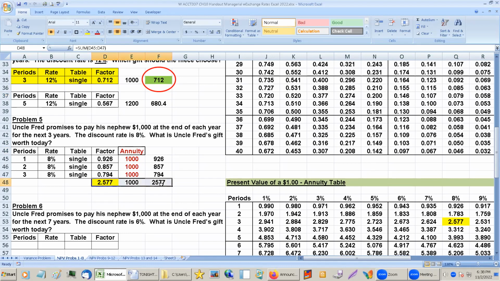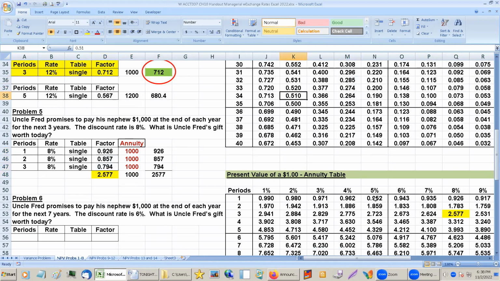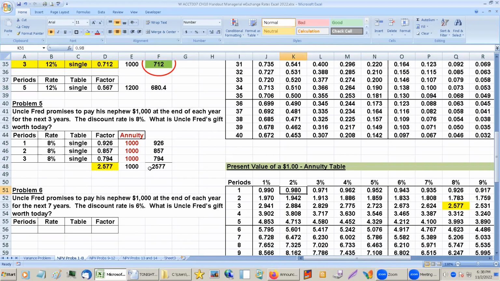So an annuity, we can use the annuity table. You can always use a single payment table. This table you can always use. Single payment table you can always use. The annuity table can only be used if you have an annuity, if they're all the same.